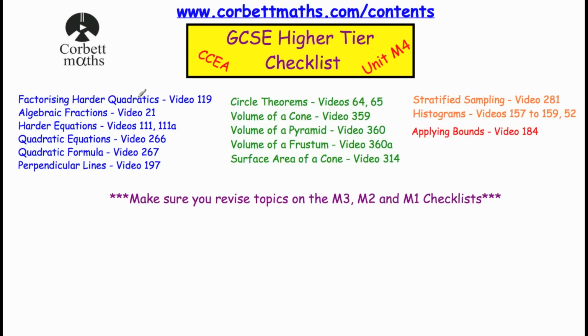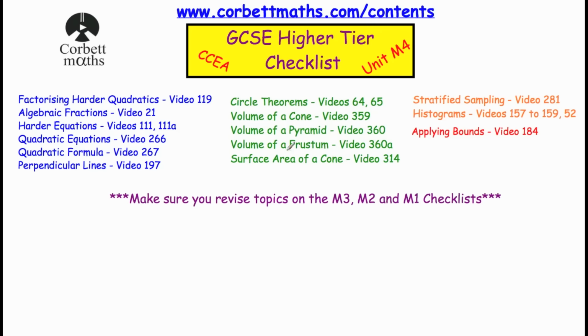So this is the revision checklist for M4. I'd highly recommend you print this checklist. It's in the description below, so print it and add it to your notes. Beside each one of the topics you've got the video numbers on Corbettmaths, so if you need a more detailed explanation than this video, you've got much longer videos that you can watch on each of these topics to make sure you're really confident in each of them. But the aim of this video is to spend about 5 or so minutes to make sure that you're familiar with each of the topics.